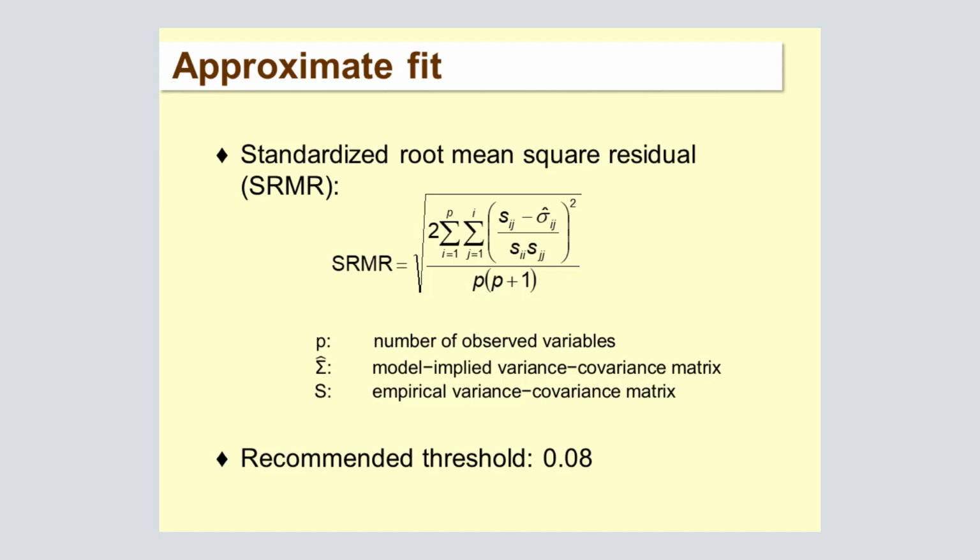The recommended threshold is 0.08 and a more rigorous threshold is 0.05. If the discrepancy that one has obtained for one's model falls below these thresholds, one would say that the model at least approximately fits well. Once we find that our model has sufficient fit, we can continue with the local model assessment.